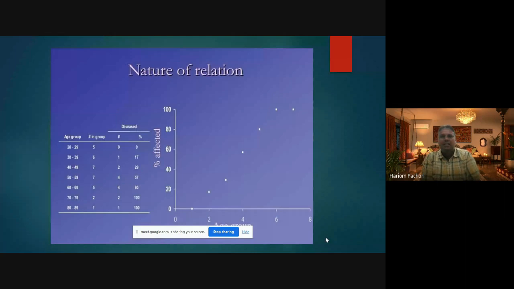So this is another data set showing the nature of the relationship. Here I have given the age group and the number in the groups, the number of persons diseased and their percentages. And here you can see this relationship is also not following exact linearity.